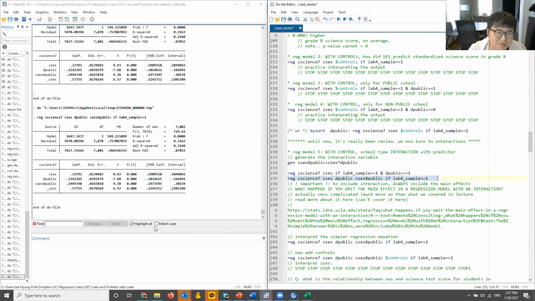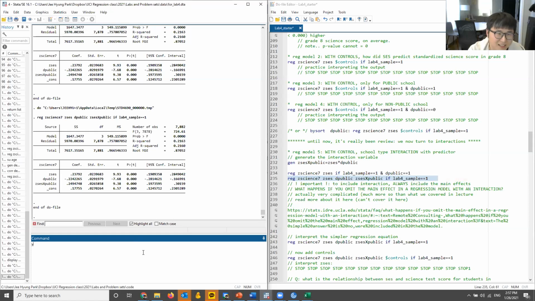I'll use the same equation, right? Y equals beta 0, and I'll do it this way: beta 1 times SES plus beta 2 times D public plus beta 3 times ZSES times public, plus the error term, which you're not seeing, right?